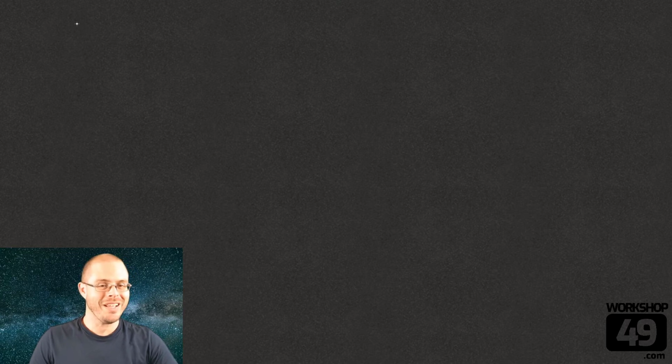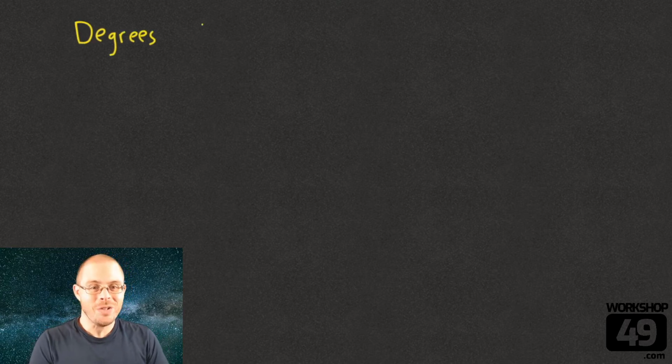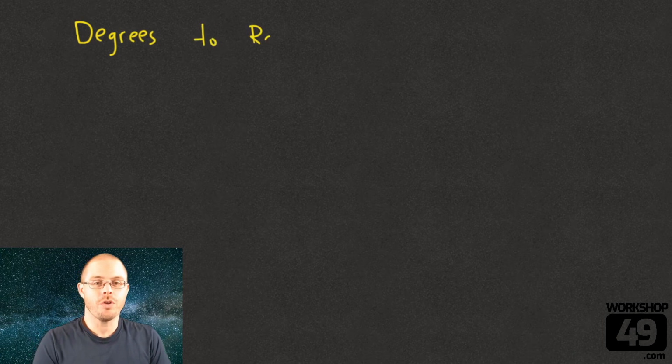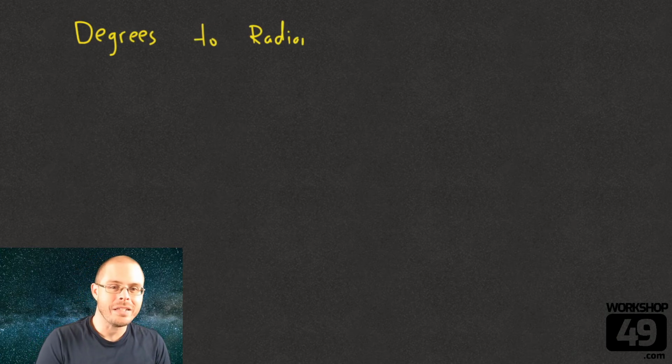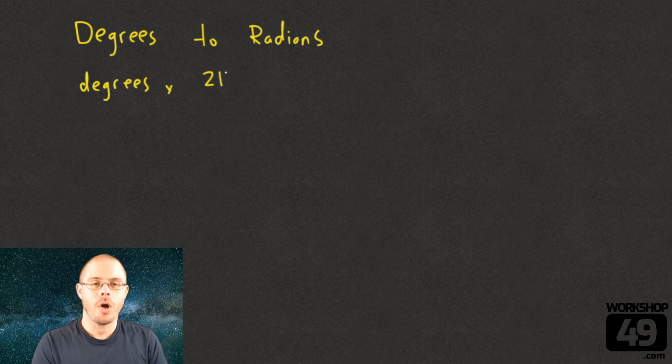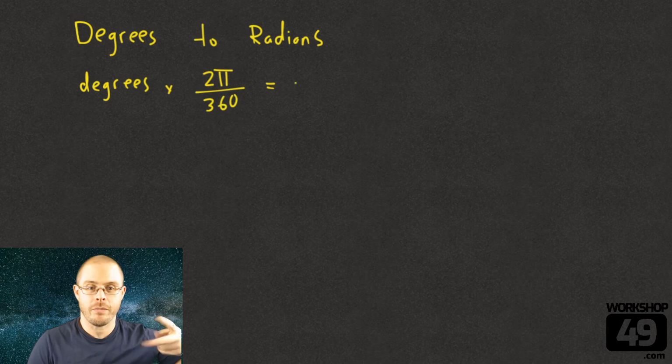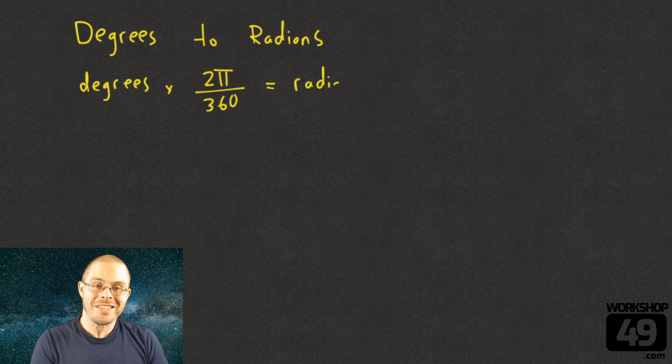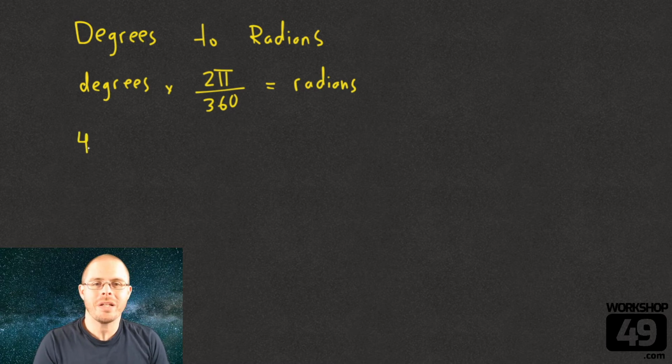So if we can go from radians to degrees, the next thing that I need you to be able to do is go from degrees to radians. We're going to use the exact same modified equation, except we're going to do it backwards. So we have degrees, we're going to multiply by 2 pi and divide by 360. This is the flip-flop. And that's going to equal our radians. All right, let's go ahead and do an example.